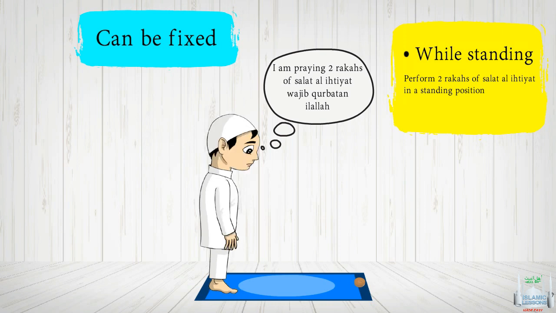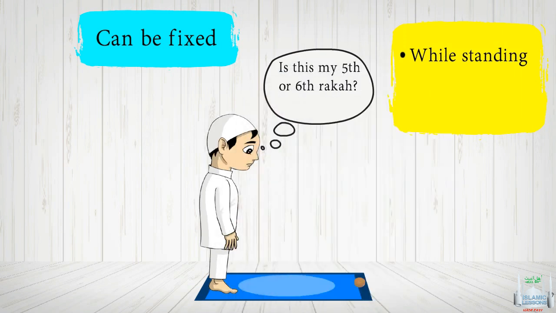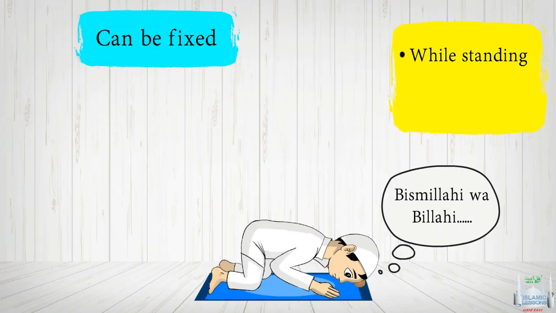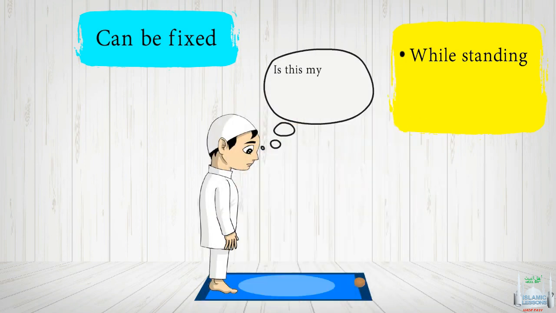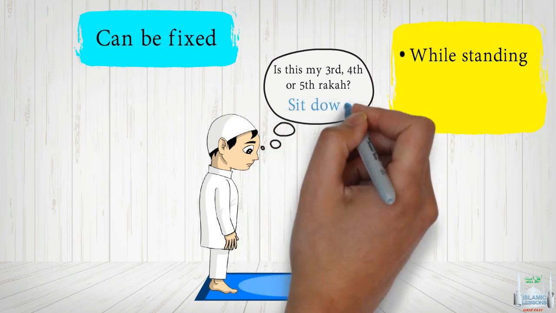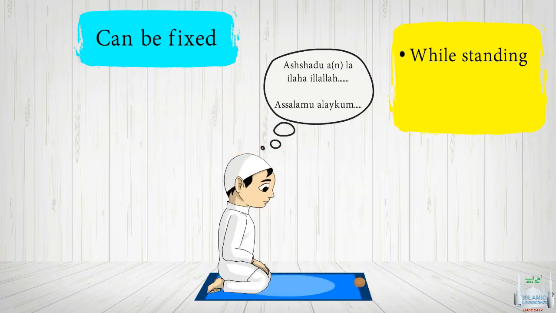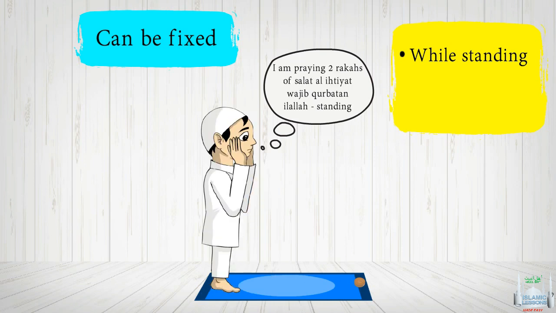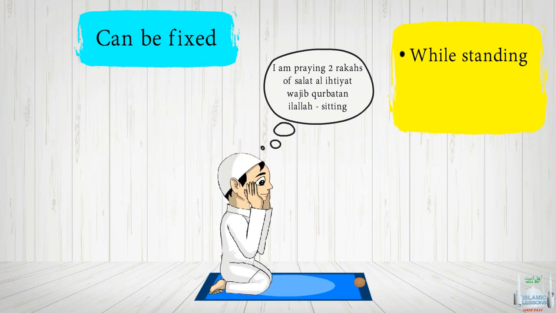And if you doubt whether this is your 5th or 6th rak'ah while standing, you sit back down, say tashahhud and salam, and then perform Sajdatain as-Sahu. But if you have a doubt whether this is your 3rd, 4th, or 5th rak'ah while standing, you sit back down, say the tashahhud and salam, you then perform 2 rak'ahs of Salat al-Ihtiyat in a standing position, and then 2 rak'ahs in a sitting position.